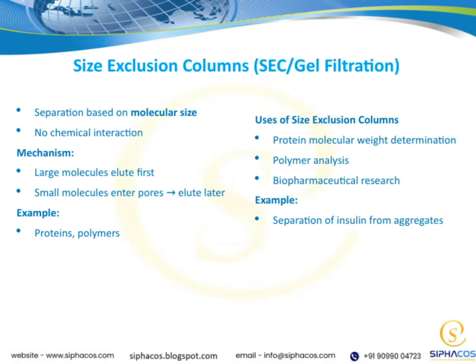Now, let's look at some common uses of size exclusion columns, or SEC, also known as gel filtration. One key application is in determining the molecular weight of proteins. This technique allows us to estimate the size of a protein based on how it moves through the column. It's also widely used in polymer analysis, helping us understand the size distribution of polymer chains. In biopharmaceutical research, SEC plays a crucial role, especially when analyzing complex biological samples. For example, it can be used to separate insulin from its aggregates, ensuring purity and stability.